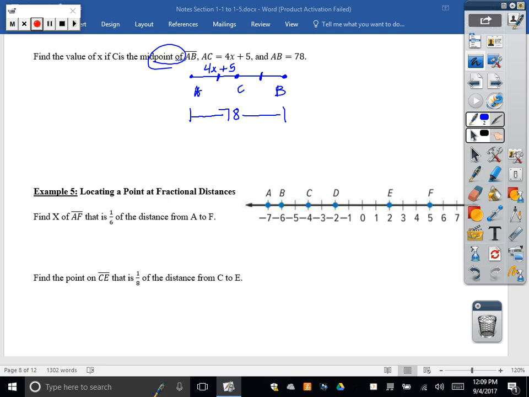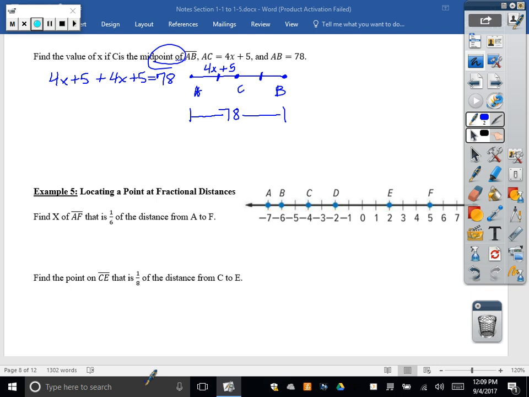there's several options you can use here, several different directions you can go to figure out what the equation is going to be. One direction would be to go ahead and say, you know what, if I go ahead and add up 4x plus 5 plus 4x plus 5, that's going to equal 78. And all we're doing there is the segment addition postulate. Adding one segment plus the other segment equals the entire segment.